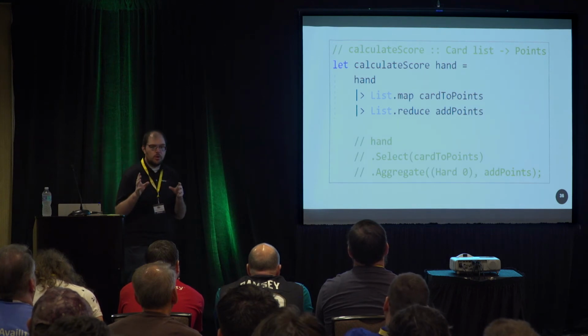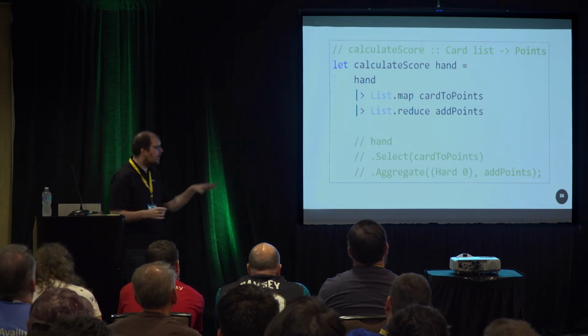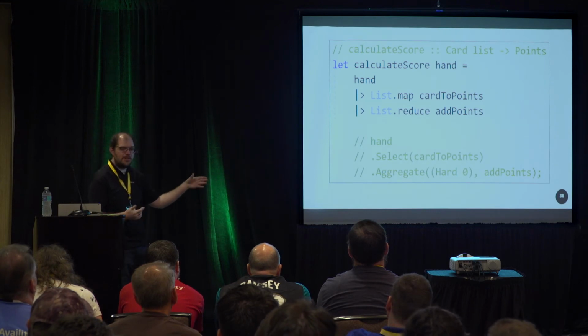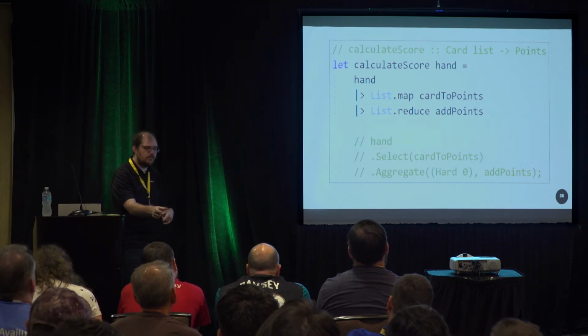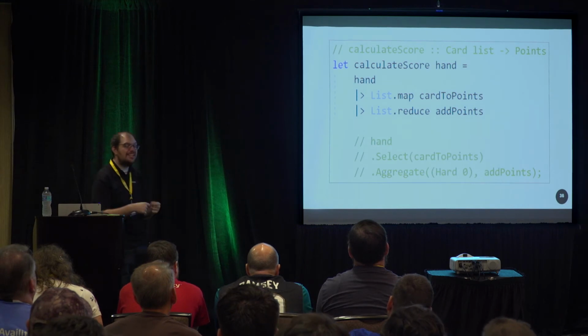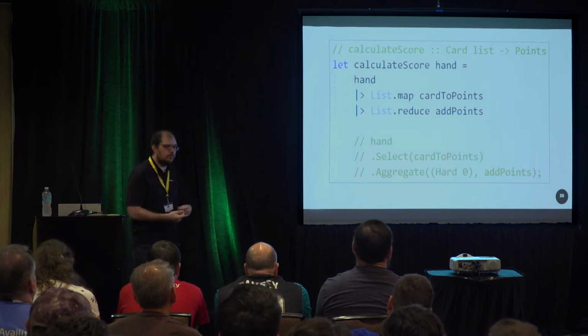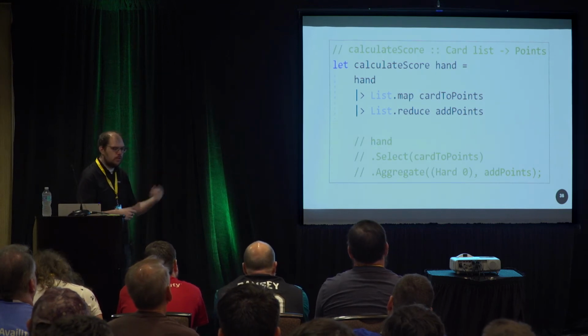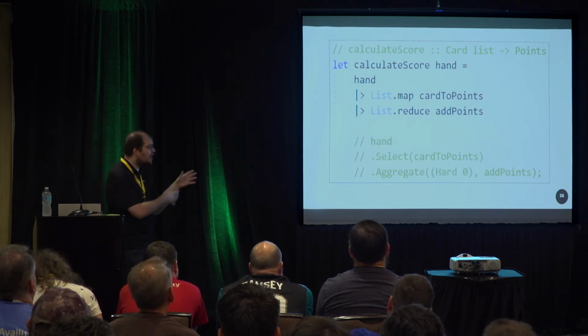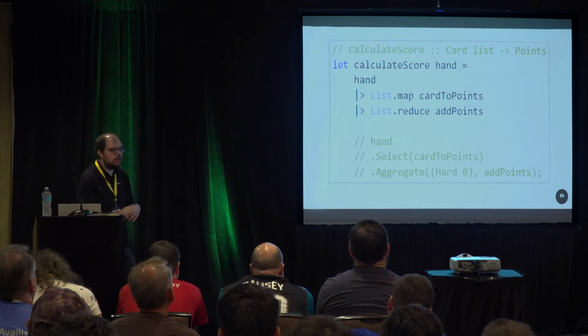For those of you who are LINQ or C# oriented, the LINQ version's below. Imagine hand was just a list. I did a .Select with the function to use to convert it, and then I did an Aggregate. The weird thing with an Aggregate is you have to specify a default value. So hard 0, that's why it's there. But otherwise, those two are pretty much equivalent.